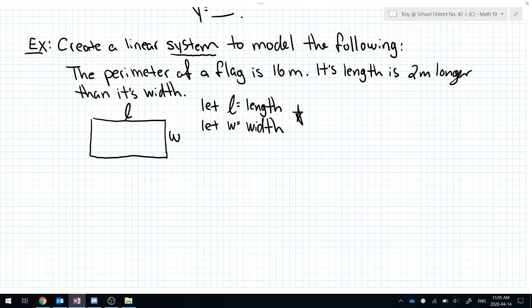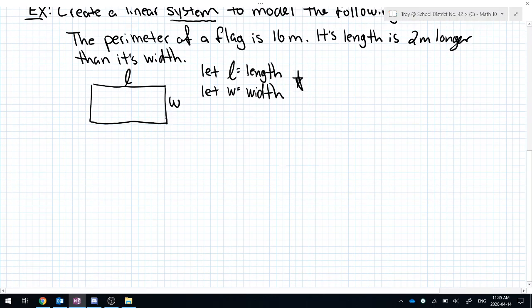But in this case, it's going to be length and width. Okay. So let's deal with the first piece of information we got from this scenario. We're going to come up with our first equation in our system here. So the perimeter of the flag is 16 meters. So we need to set up an equation that describes that.